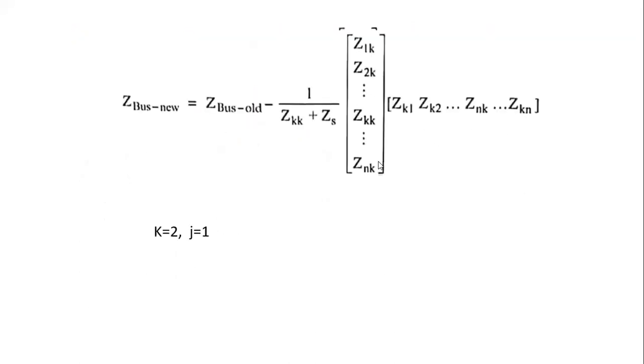Okay, therefore i equals 1 and k equals 2. Then we can substitute the 1 by Zkk, meaning Z22. We can substitute the value. After completing step 4, we obtain the Z-bus new matrix, that is the Z-bus old matrix minus 1 by Zkk, meaning Z22.